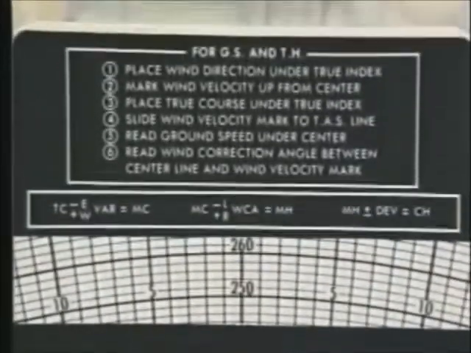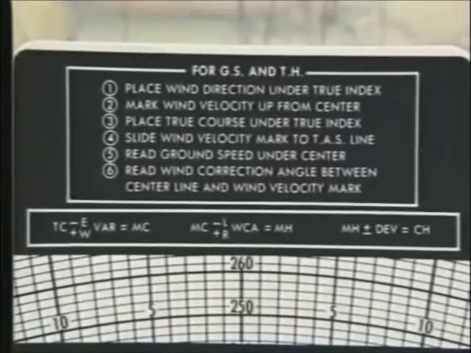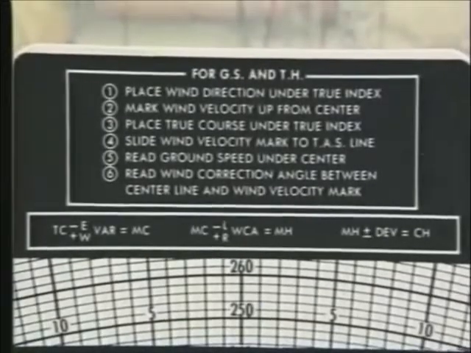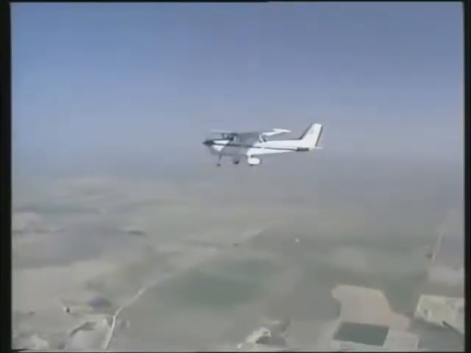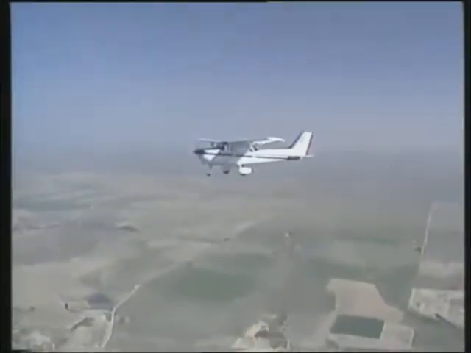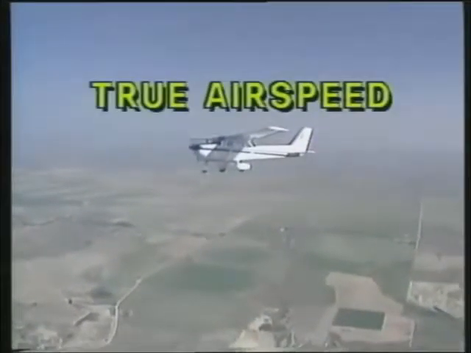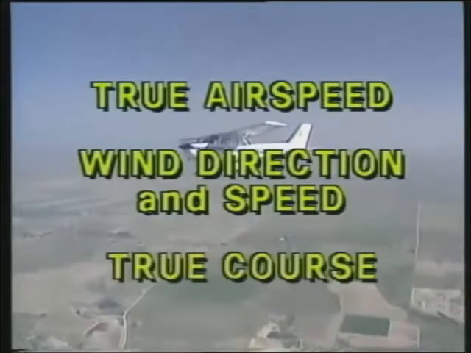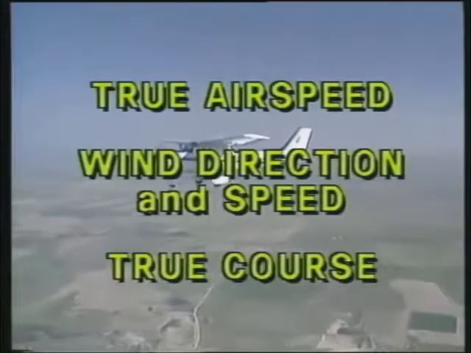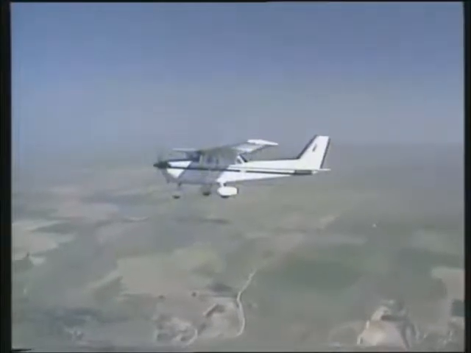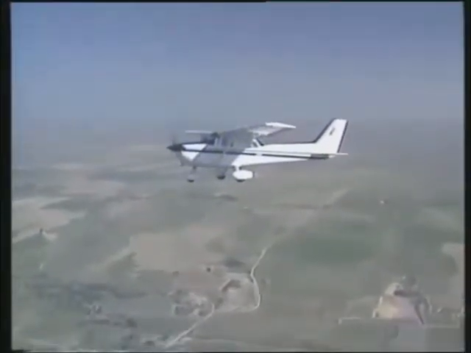At the top of the grid are easy-to-follow instructions on how to find ground speed and true heading. To determine how wind affects your airplane, you will need to know true airspeed, wind direction and speed, and true course, which is your intended flight path as measured from the true North Pole. The method for determining true course will be explained in the next section.